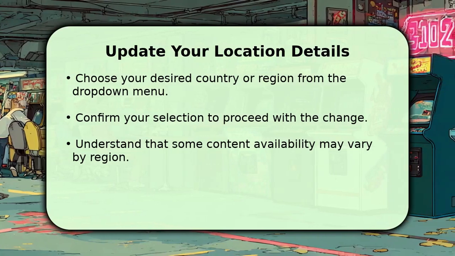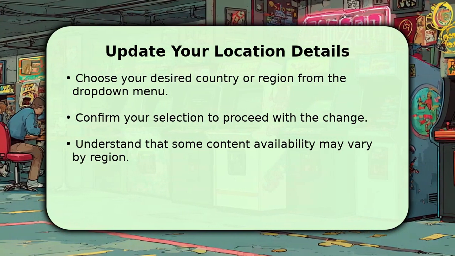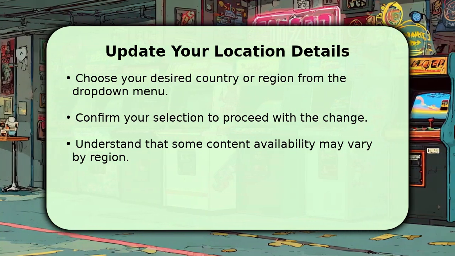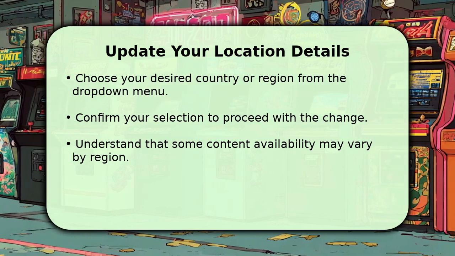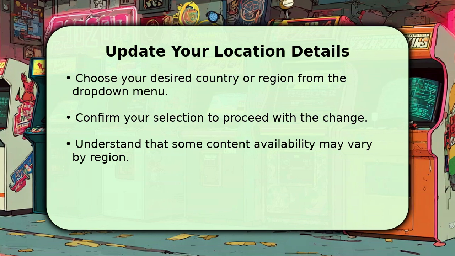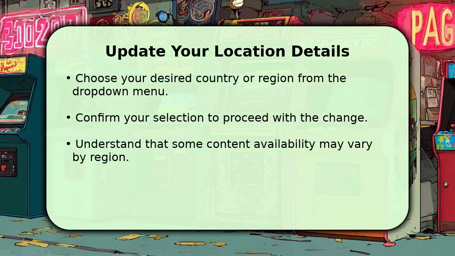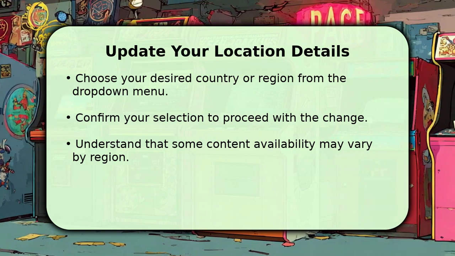Within the Settings menu, navigate to the Account or Profile section. You should then see an option labeled Xbox Profile or Change Region. Click on this to open your current location details. Carefully choose your desired country or region from the provided list. Confirm your selection to initiate the process, ensuring all changes are saved.